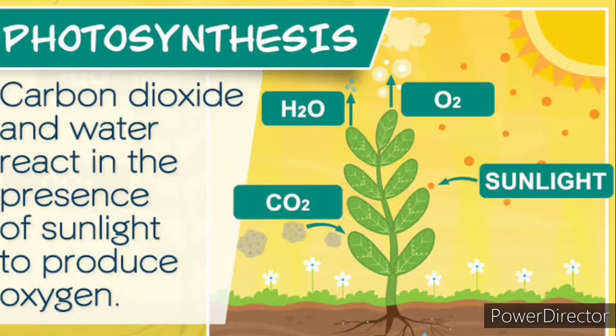Autotrophic organisms require light energy, carbon dioxide, and water to make food in the form of sugar or glucose and a byproduct of oxygen.